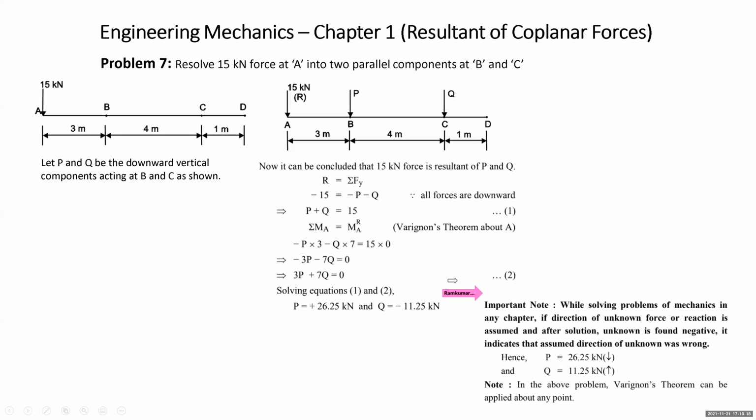Now ये note में मैंने ऐसा लिखा है कि when we are solving the problem of mechanics in any chapter, again I repeat, when we are solving the problems of mechanics in any chapter and you assume the direction of unknown force, reaction or anything, and you solve the problem as per the sign convention of the chapter, and after solving the problem आपका unknown positive आया तो assume direction correct, आपका unknown negative आया तो assume direction was wrong.